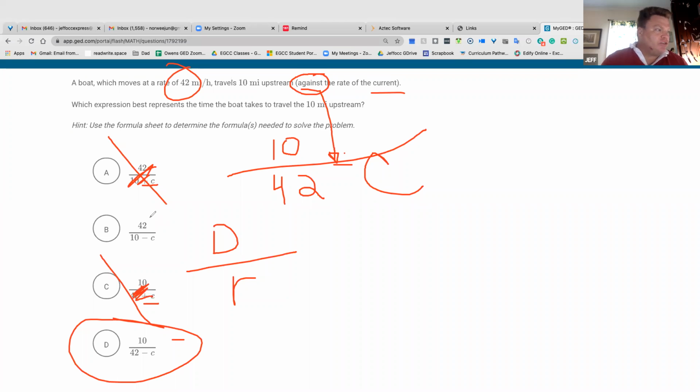And then the question is, what do you put on top or what do you put on bottom? The distance goes on top, the rate goes on bottom. I don't know any other way to memorize it, except these questions give me a headache, so I'm going to call the doctor. And then it's either plus or minus.